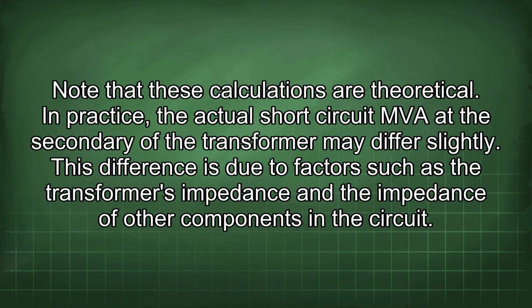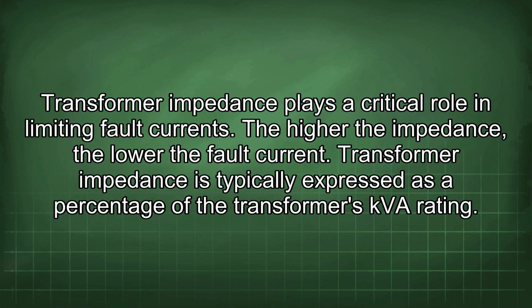Note that these calculations are theoretical. In practice, the actual short circuit MVA at the secondary of the transformer may differ slightly. This difference is due to factors such as the transformer's impedance and the impedance of other components in the circuit. Transformer impedance plays a critical role in limiting fault currents. The higher the impedance, the lower the fault current. Transformer impedance is typically expressed as a percentage of the transformer's kVA rating.